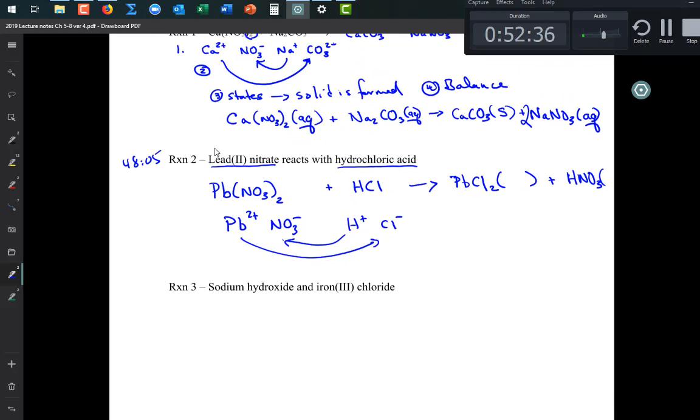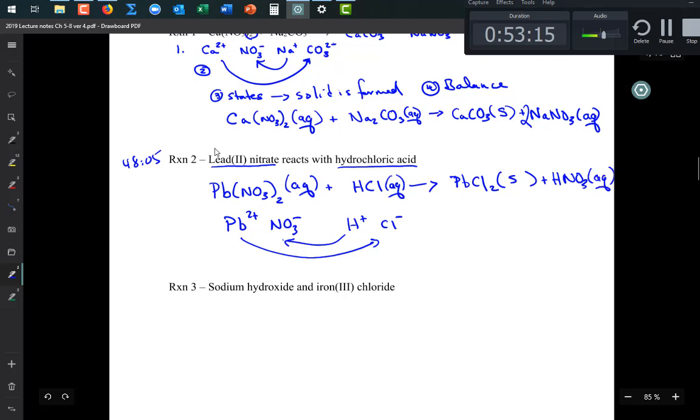Oh shoot, I'm at the edge of the page. I wrote big this time. And then we'll do the states for the reactants as well. And then we'll balance it. So nitrates, aqueous. Chlorides are generally aqueous, except for lead, yeah? So that's a solid. HCl is also aqueous. And then HNO3 is aqueous.